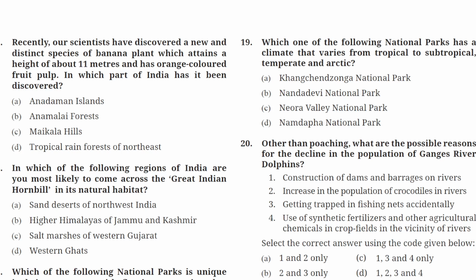The climate of Kanchenjunga and Nanda Devi National Park varies from temperate to Arctic, but not subtropical or tropical. That of the Neora National Park is subtropical. Only Namdapha National Park has a climate that varies from tropical to subtropical, temperate and Arctic. It is tropical and subtropical in the southern region, while it is Arctic in the northern part of the park. That is Namdapha National Park.